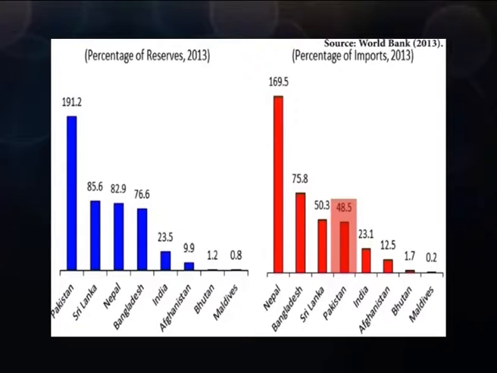48.5% of the import payments in the economy, while in Nepal, the remittances are equivalent to 82.9% of the country's foreign exchange reserves and 169.5% of import payments. Thus, in these countries, the remittances are quite significant as compared to their foreign exchange reserves and import payments, while the same are quite minuscule in the case of India.